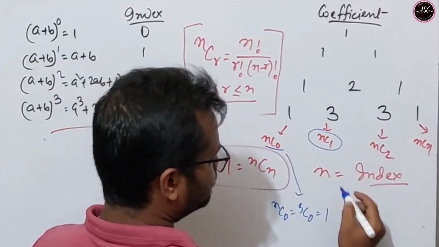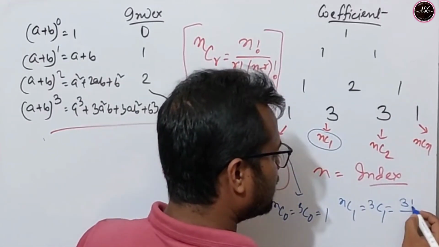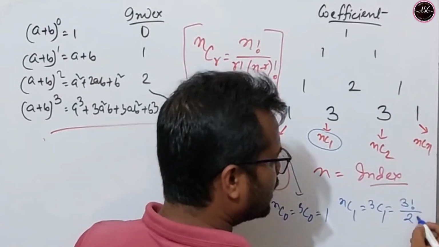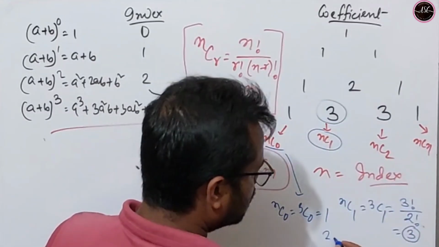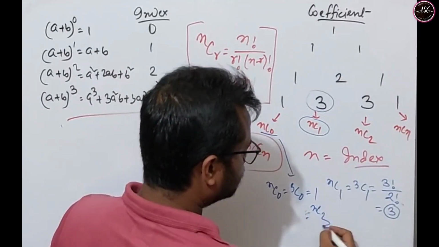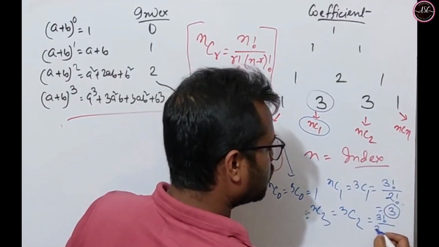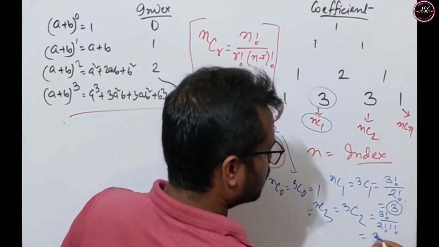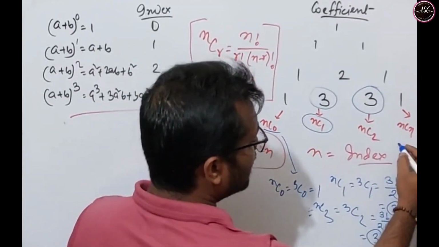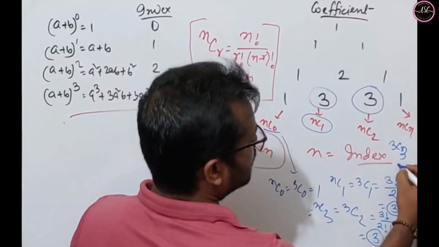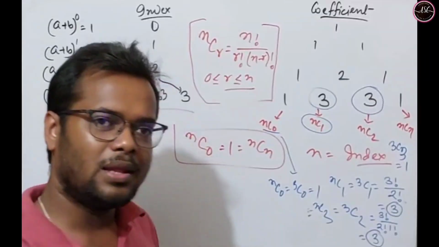Here NC1 means 3C1. Okay, that means 3 factorial divided by 1 factorial into 3 minus 1, that means 2 factorial, so that means 3. So we get this 3. Now NC2 equal to 3C2. Okay, that means 3 factorial divided by 2 factorial into 1 factorial, so we will get 3. And for this NCN, that means 3C3, that means 1. Okay, we get this. So by this theorem we get the coefficient also.